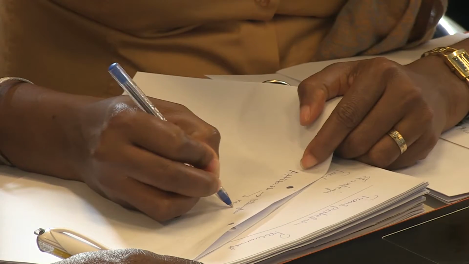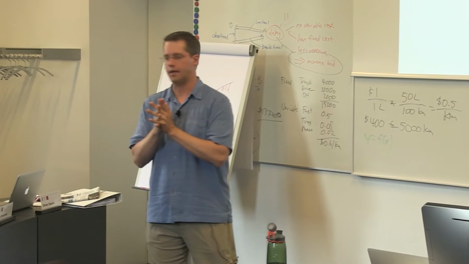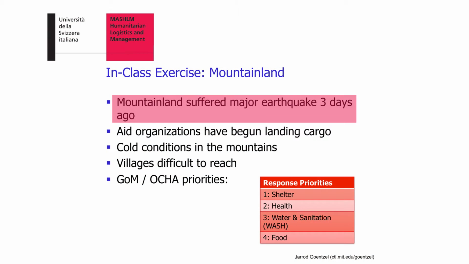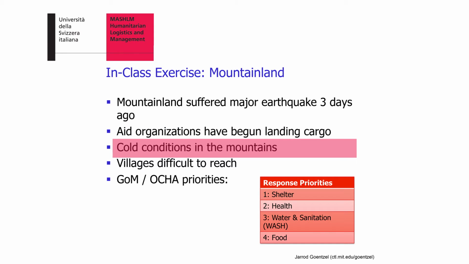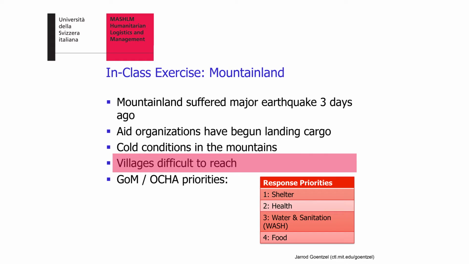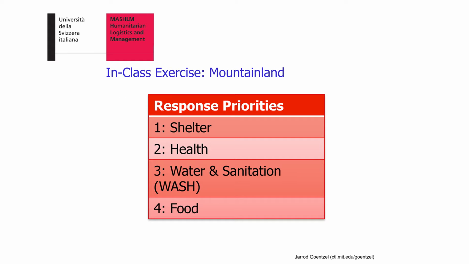So the first exercise in transportation planning is a simulation of a response to an earthquake. The scenario is this. Mountainland suffered a major earthquake 3 days ago. 8 organizations have already begun bringing in cargo. There's cold conditions. The villages are difficult to reach. It's mountainous. And given that it's cold, shelter is now a priority item. However, health, water and sanitation, and food are also important commodities at this time.